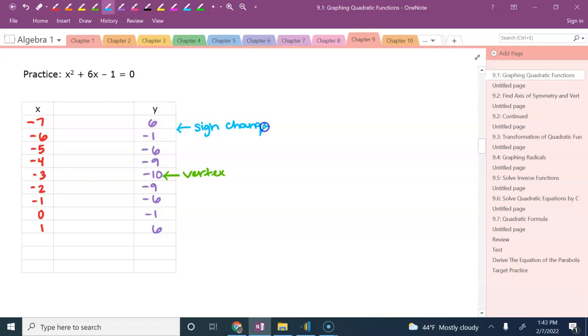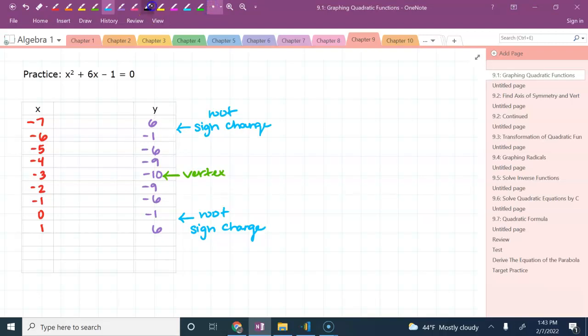So that's where one of your roots is going to be. And the other root is going to be down here, because that's where the other sign change happened, because it went from -1 to +6. Okay, just a couple things to notice, that right at those points, that should be where they cross the x-axis, is between those two numbers there. Okay, so let's go ahead and take a look at the graph.